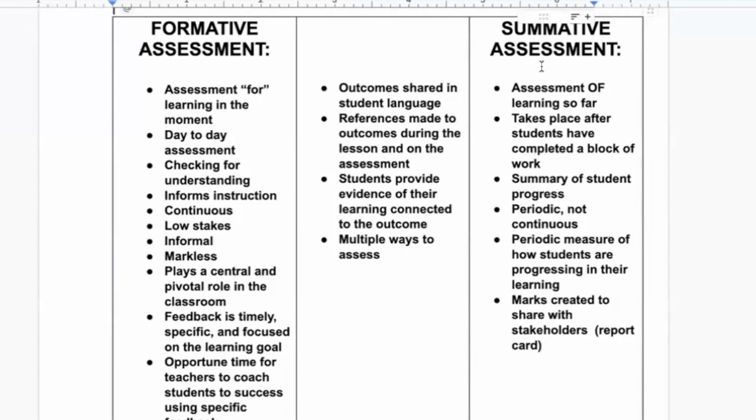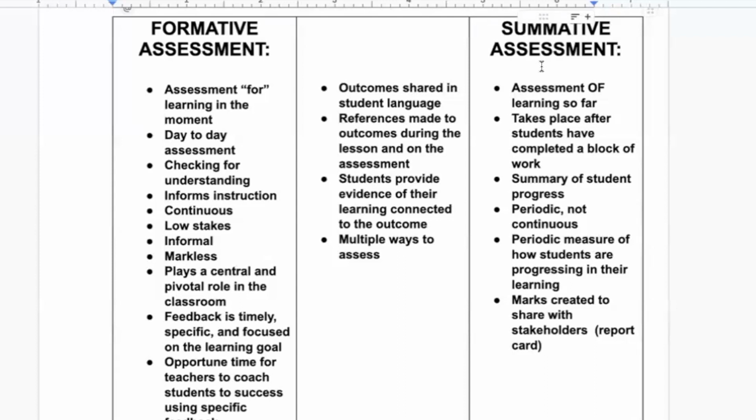And the marks are created for this component to share with stakeholders. The report card is the first thing that comes to my mind, that these are the marks. So summative assessment has the marking in it. Formative assessment lets you coach your students to success using feedback.